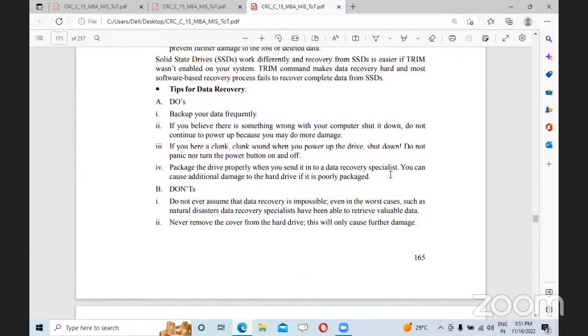Next point is tips for data recovery. Do back up your data frequently. If you believe that there is something wrong with your computer, shut it down. Do not continue to power up because you may do more damage. If you hear a clunk clunk sound when you power up the drive, shut down, don't panic, nor turn the power button on and off. Package the drive properly when you send it to the data recovery specialist.